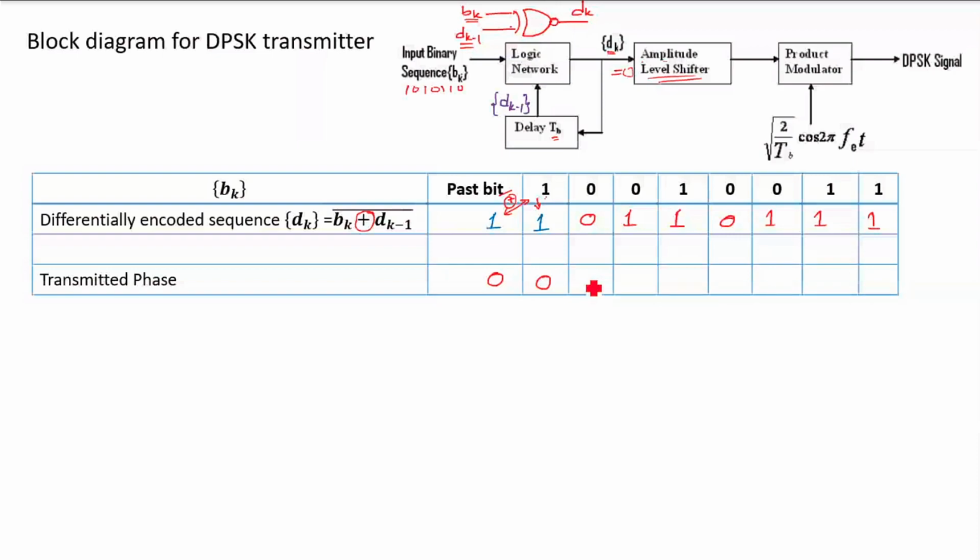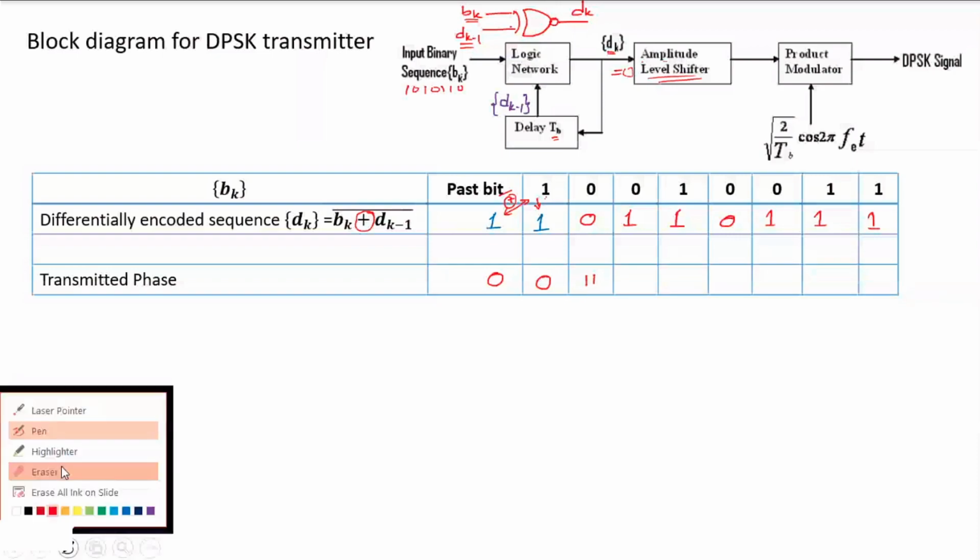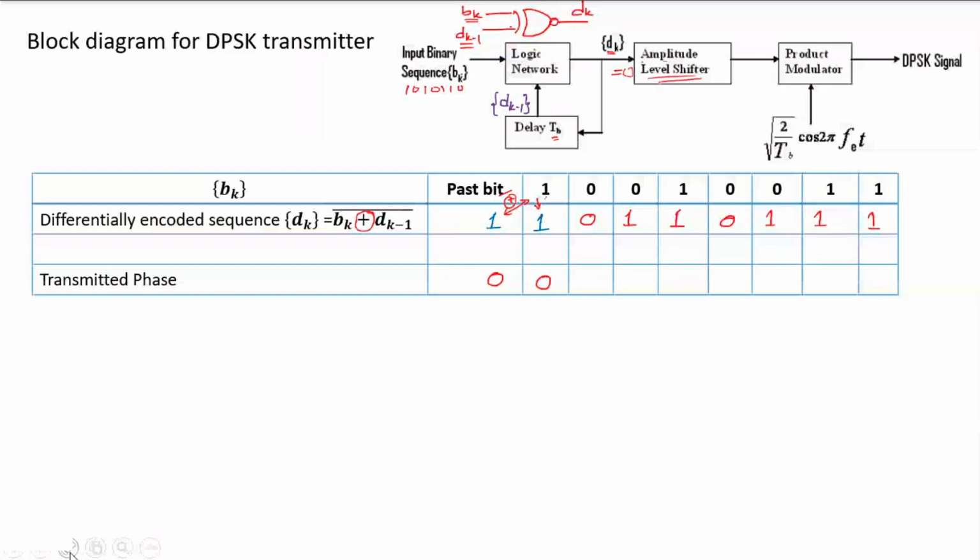Sir, we should get pi here. Yeah. They just simply log in and leave. So we should get pi here. And if the input signal now is 1, we should get 0, right? If the input signal is 0, we should get pi. Rest are 0, 0, and 0.